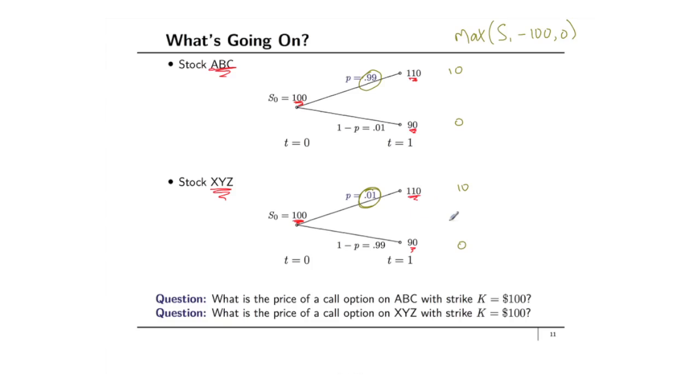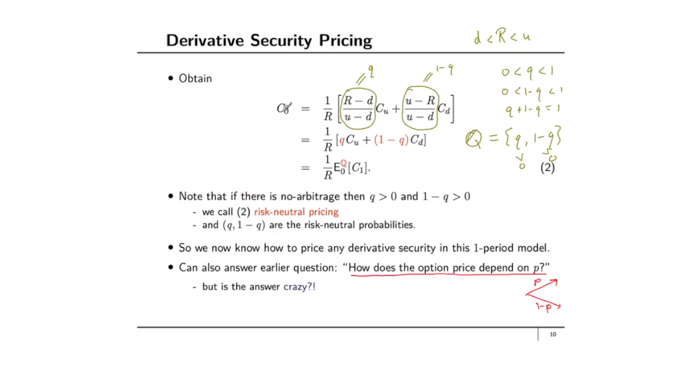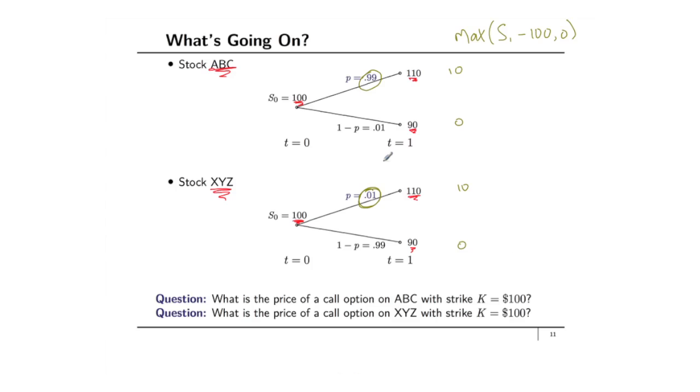If you believe the assumptions of the model, that there are no transaction costs, that you can borrow and lend at the risk-free rate of R, and that you can buy or short sell the stock, then our previous analysis shows us that the true value of the derivative security depends only on R, U and D. It does not depend on the true probabilities P. And in fact, if my calculations are correct, in both cases the option is worth approximately $4.8. So C0 equals $4.8 here, and C0 equals $4.8 here.